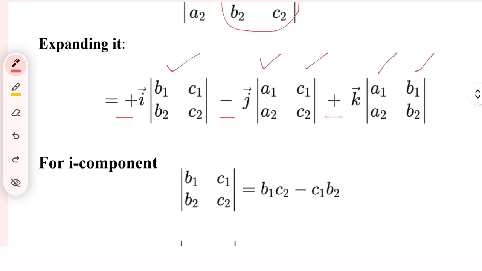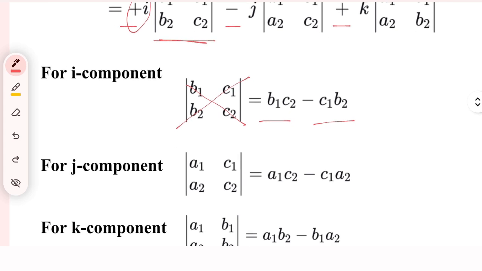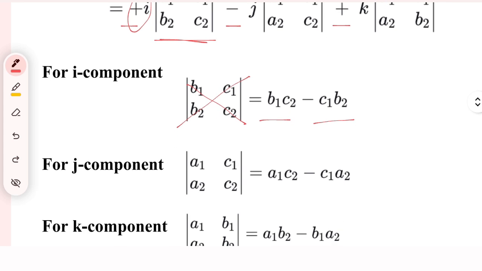Now let us compute the determinant for each component. Let's start with I. Let us compute this determinant. Remember the rule again? That's positive, that's negative. So we have positive, negative. And what about the J component? This is the J component. This is the positive, which is this. That's negative. The product of that would be negative.